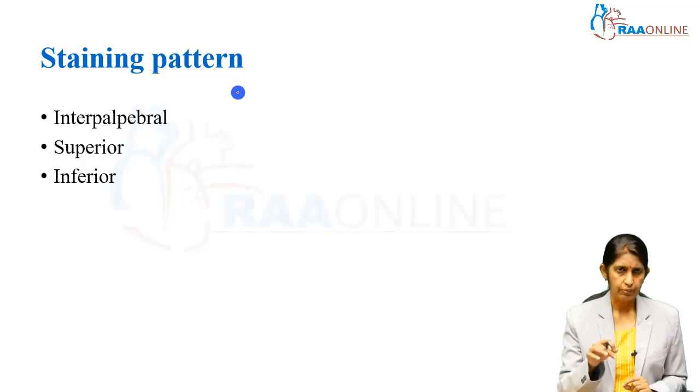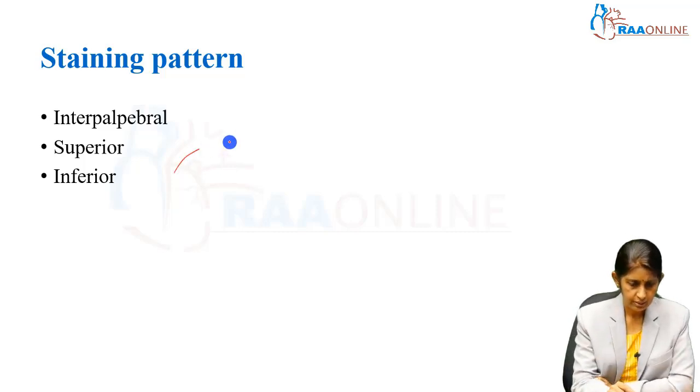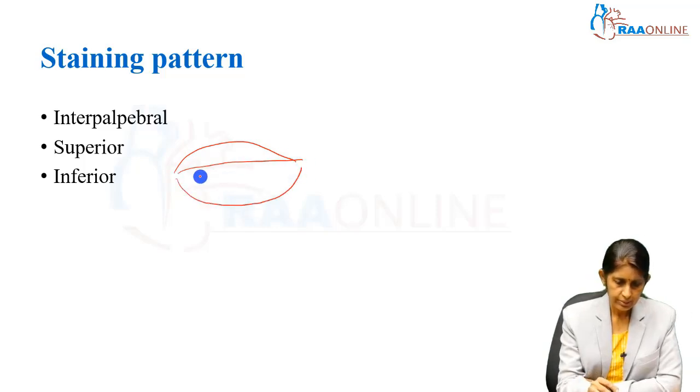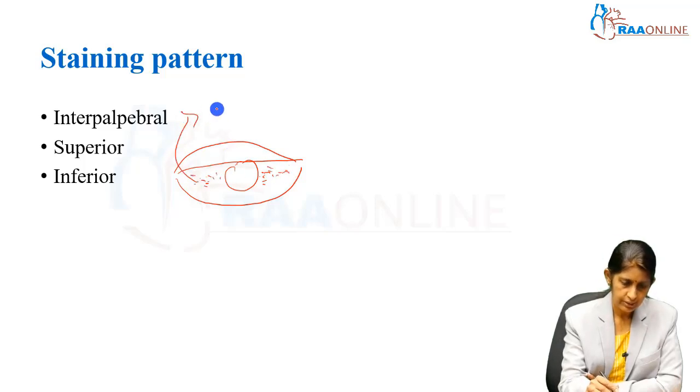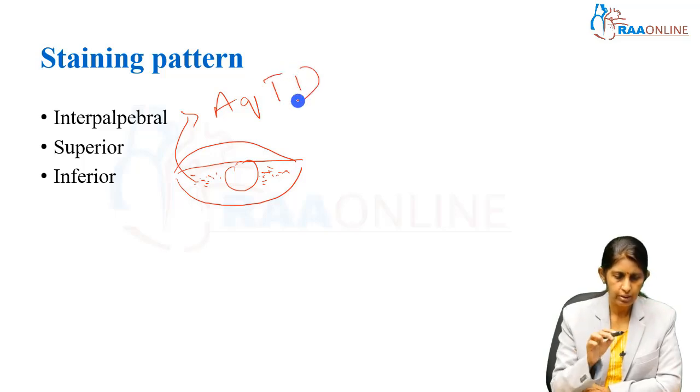So when we apply fluorescein stain, the stain can take on certain patterns. So this is the eyelid. This is the palpebral fissure. So if it's predominantly in the interpalpebral fissure area, you know that it's because of aqueous. The commonest cause is aqueous tear deficiency. That's the common cause of interpalpebral staining pattern.